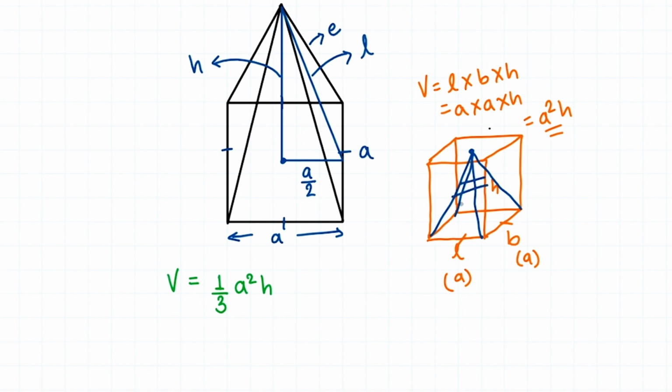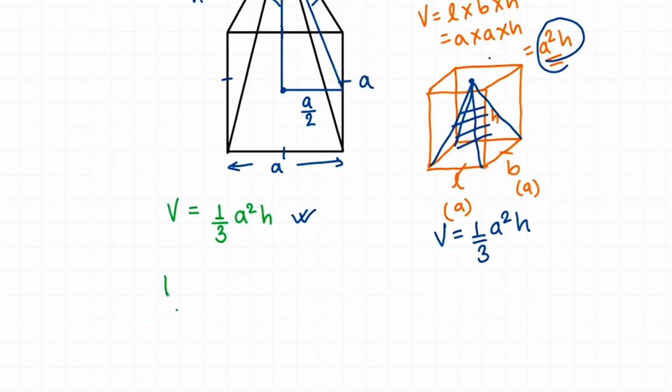And the volume of this pyramid is going to be 1/3 of the volume of this cuboid, okay? So the volume of the cuboid was A square H, and the volume of our pyramid is going to be 1/3 of the volume of this cuboid, which is going to be 1 by 3 A square H. And that's how we got our formula of volume of the pyramid, which is 1 by 3 A square H.